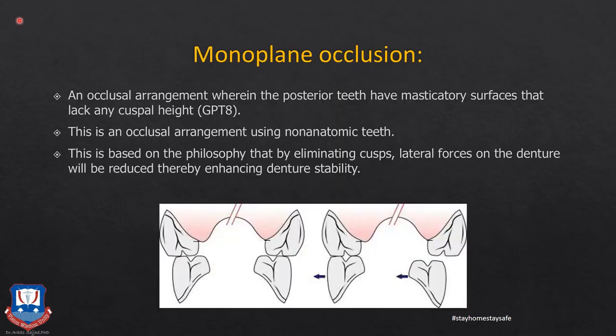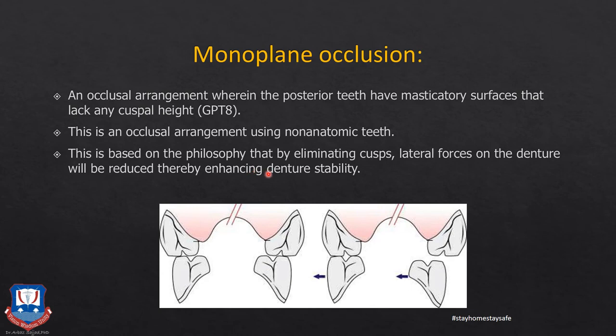Now coming to the monoplane occlusion. After balanced occlusion, next up is monoplane occlusion. This is an occlusal arrangement wherein the posterior teeth have masticatory surfaces that lack any cuspal height. That is, the posterior teeth do not have any cuspal inclines or cuspal height, such as you see in the anatomic teeth or semi-anatomic teeth. Basically, we have a flat occlusal scheme with only sluiceways for chewing and mastication. This is an occlusal arrangement in which we use non-anatomic teeth or monoplane teeth or 0 degree teeth.